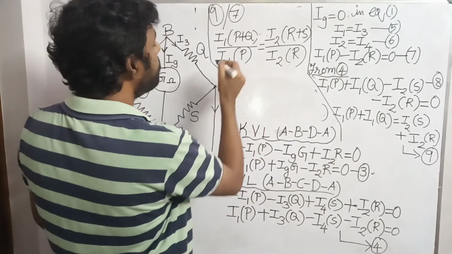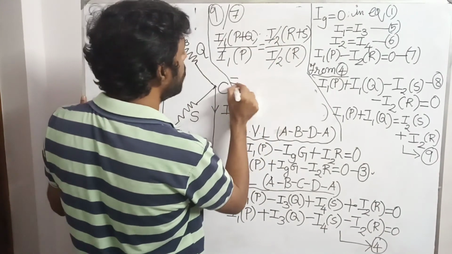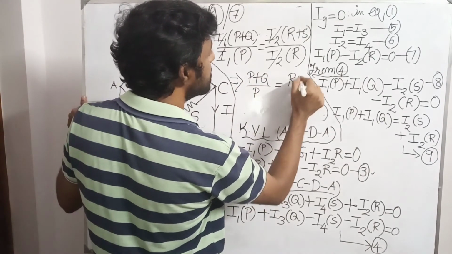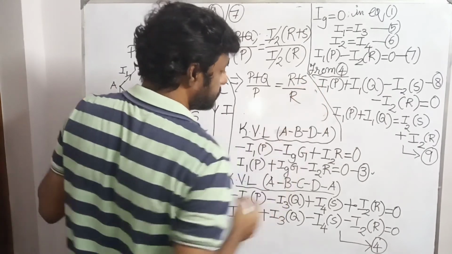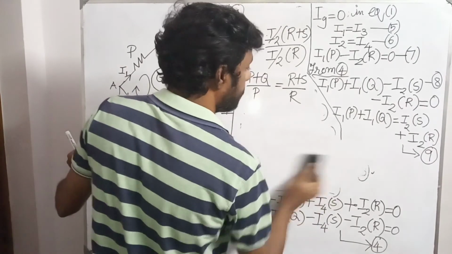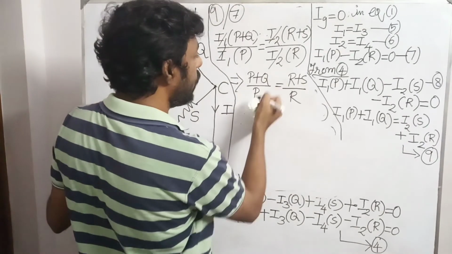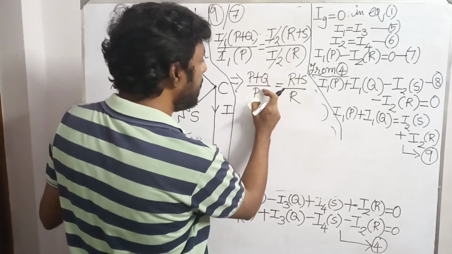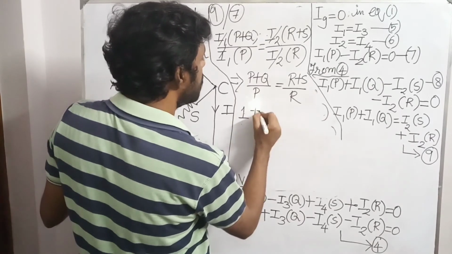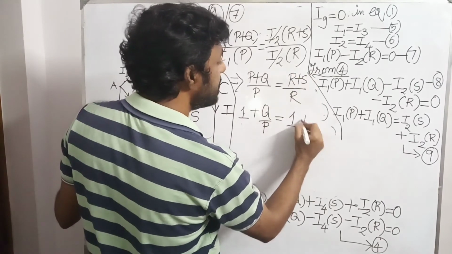Now again what will happen? I1 gets cancelled, I2 will get cancelled. So the resultant value will be P plus Q divided by P is equal to R plus S divided by R. You got it? This is how it works. So this is the final expression we are getting now. Now again I am going to divide by P, I am going to divide with the individual terms. So what will happen? P by P is 1 plus Q by P is equal to R by R is 1 plus S by R.